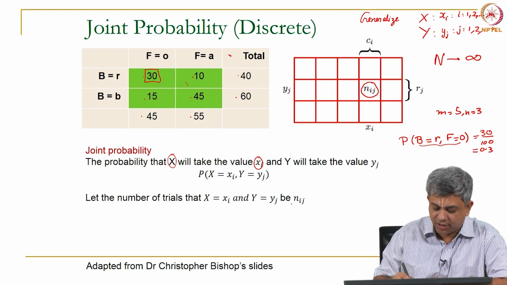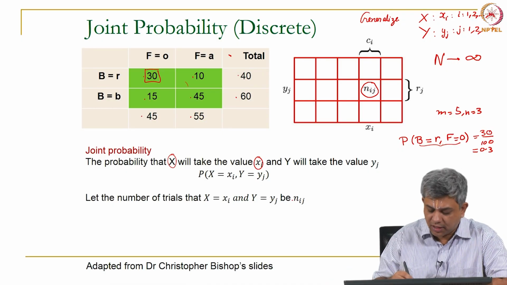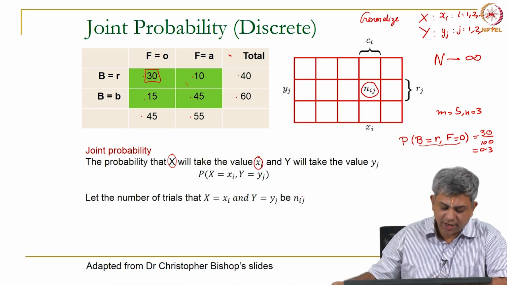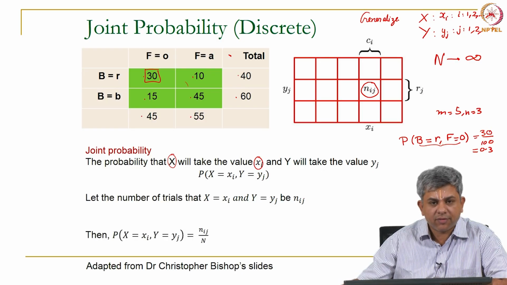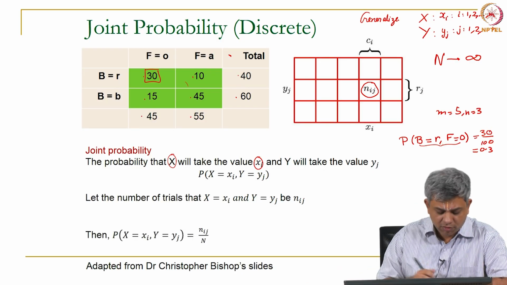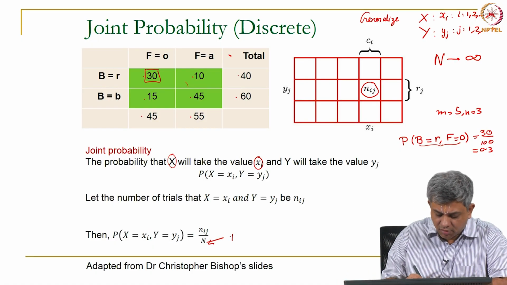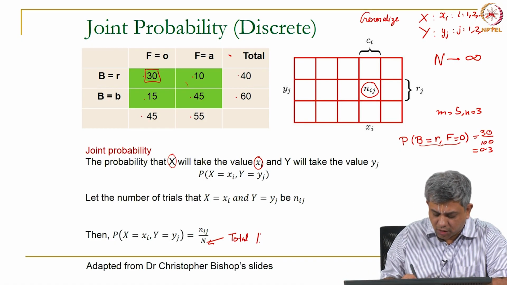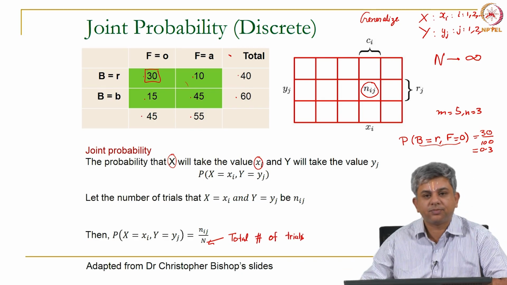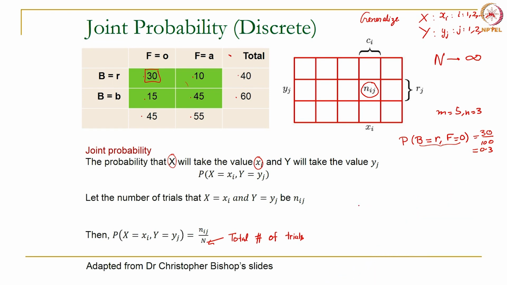In the general case, let us assume that this box here, xi yj, has nij entries. Okay. You can think of it as a matrix. Let us say the matrix n has nij entries there. Then the probability x equal to xi, y equal to yj is nij by n, where n is the total number of trials. Okay. So, similarly you can ask what is the probability b equal to blue and fruit is an apple, that is going to be 45 by 100, it is 0.45.